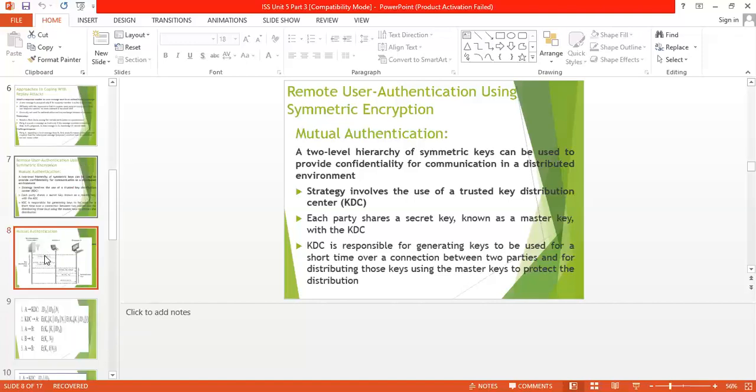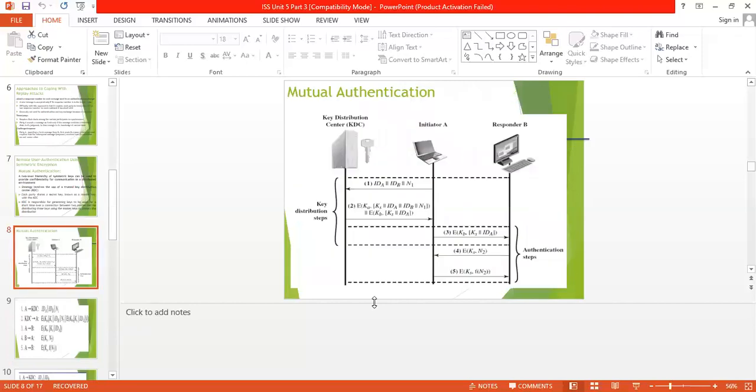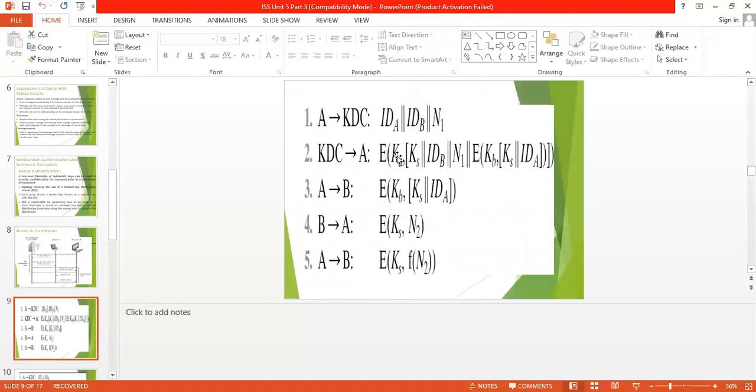This is the diagram of the KDC. It includes 5 steps. In the first step, A sends a message to the KDC. This message includes IDA, IDB, and N1. IDA is the identifier of A, IDB is the identifier of B, and N1 is the nonce of A. This is called the network address of A.